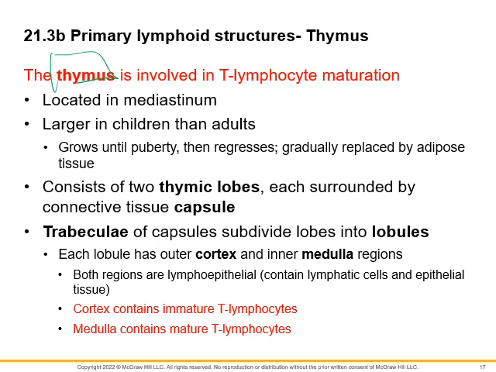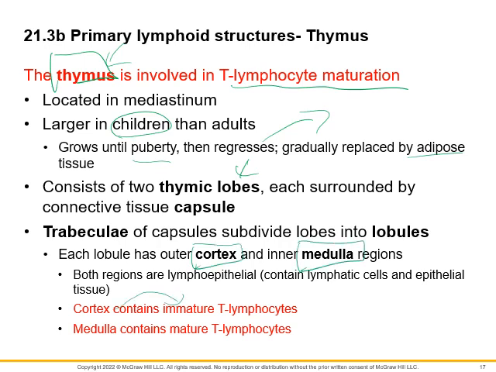Remember, the thymus is involved in the maturation of the T cells. So in children, you're going to have a really large thymus, and it's going to grow until puberty. Then it's going to start regressing, and then eventually it's just going to be replaced with adipose tissue. So there's lobes, and you're going to see that in these lobes, there's a cortex, which is the outer, and medulla, which is the inner.